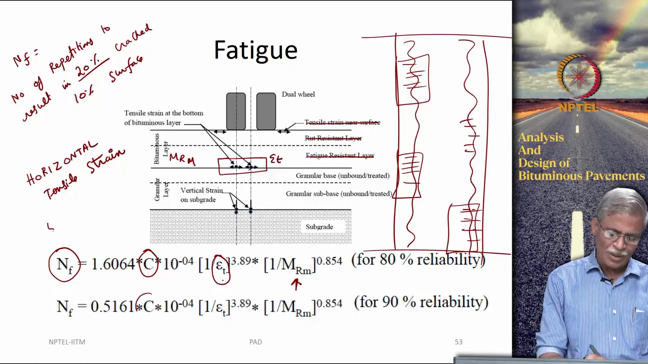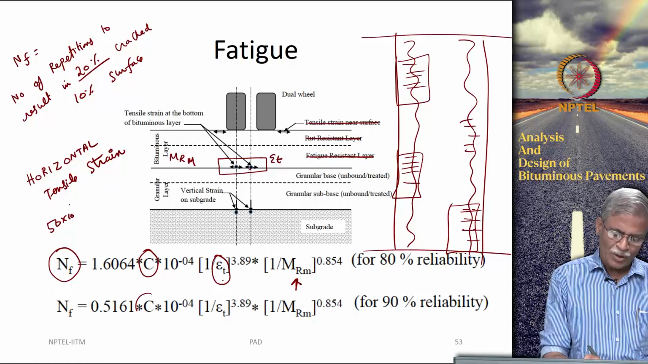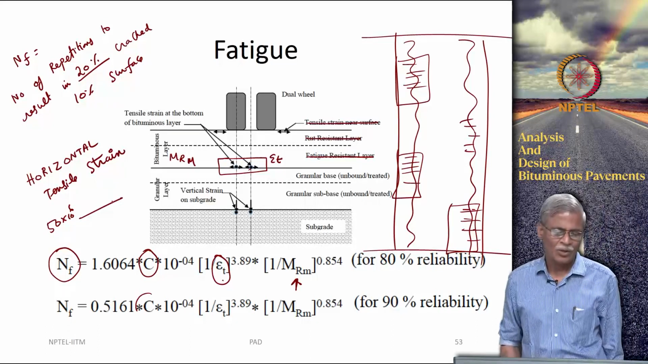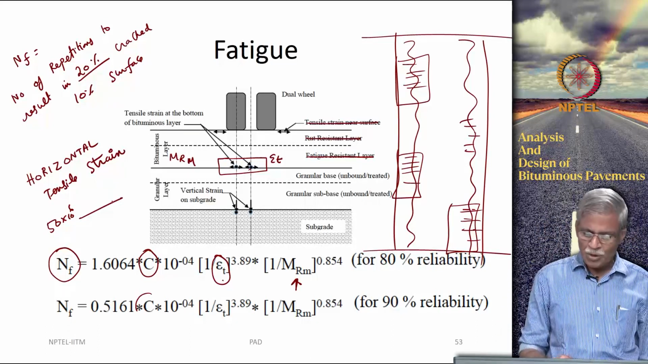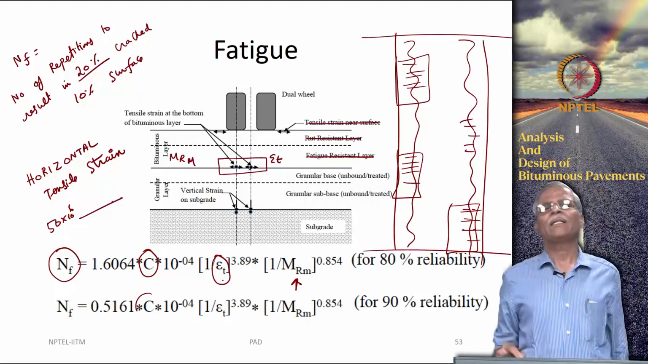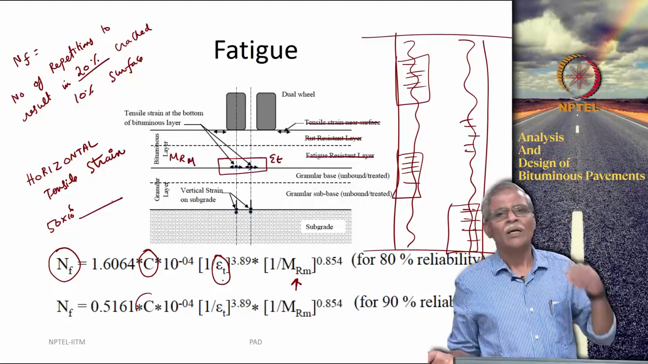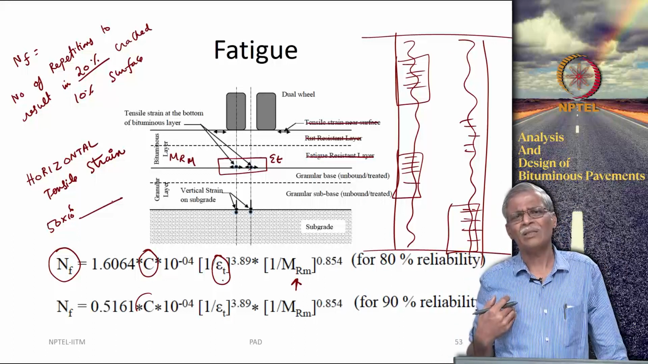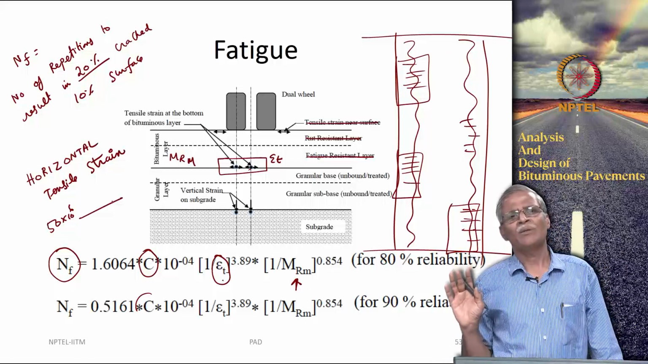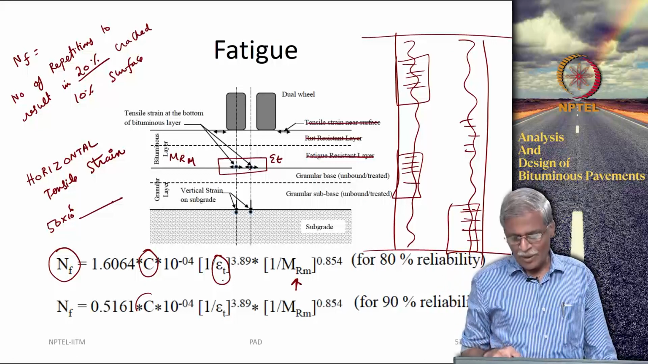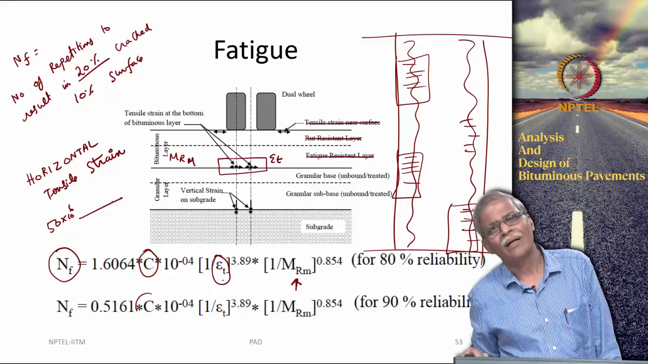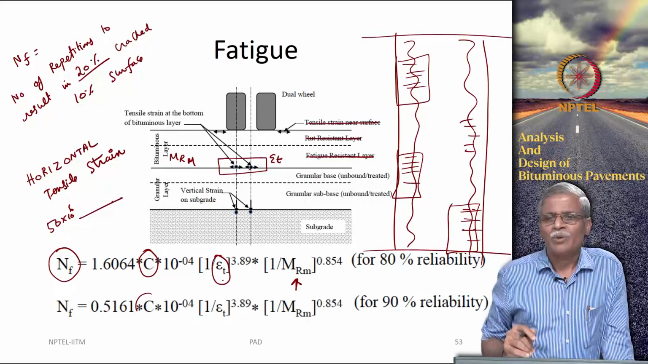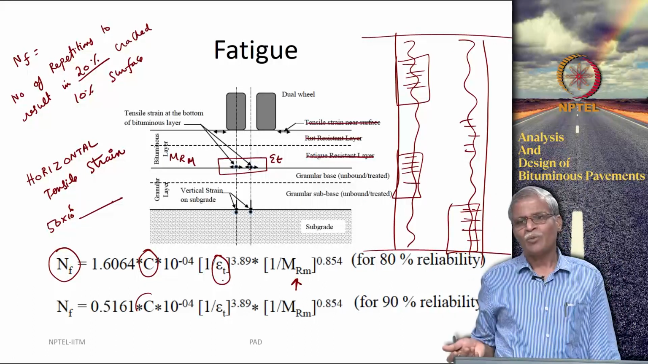So, let us use the same example of 50 into 10 power 6 standard axle loads. So, when you substitute these values, and if you get, let us say 60 into 10 power 6, you are basically going to say that fine, my cross section can handle 60 into 10 power 6 before the pavement reaches this 20% cracked area. Excellent. But on the other hand, if it is 40 into 10 power 6, then we are going to have a problem.